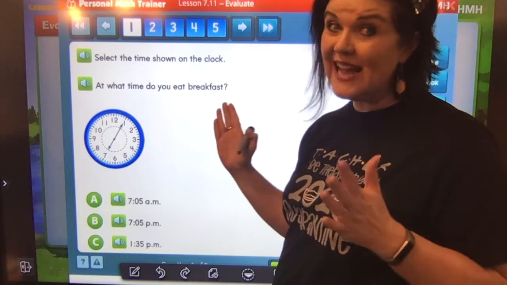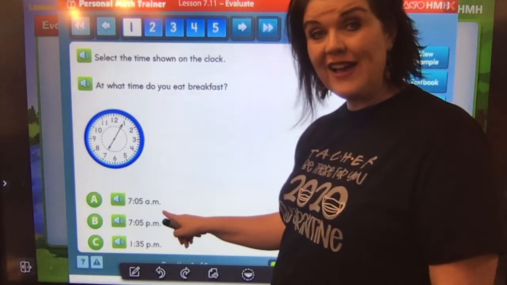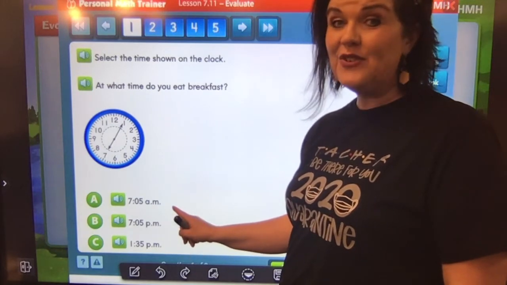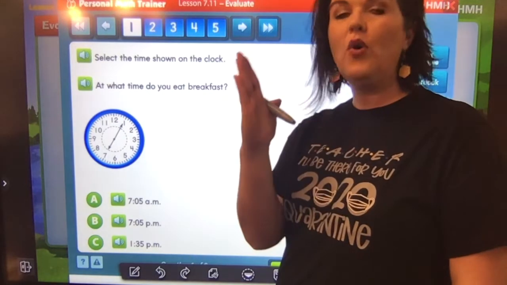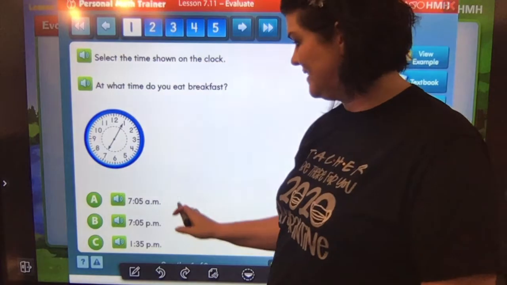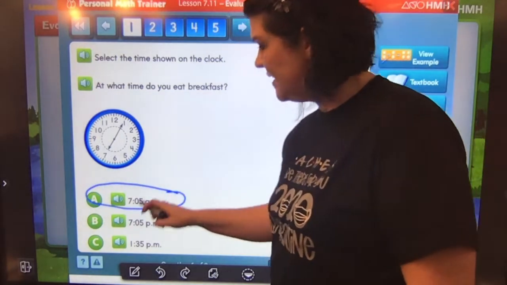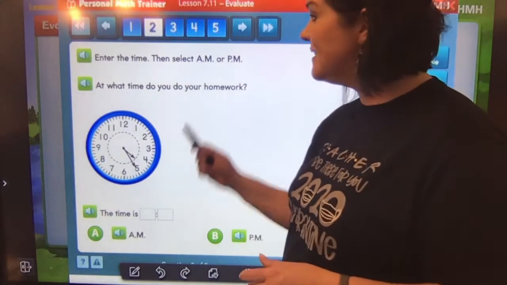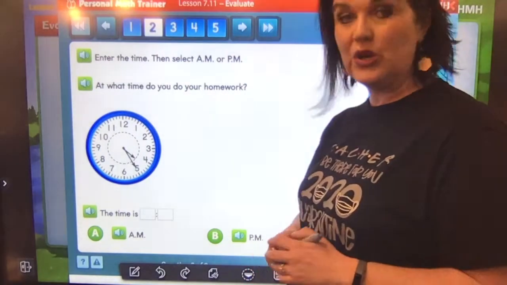Now we have to decide though, would it be 7:05 a.m. or 7:05 p.m.? 7:05 a.m. means before noon, so that is the answer that we would choose. 7:05 a.m.